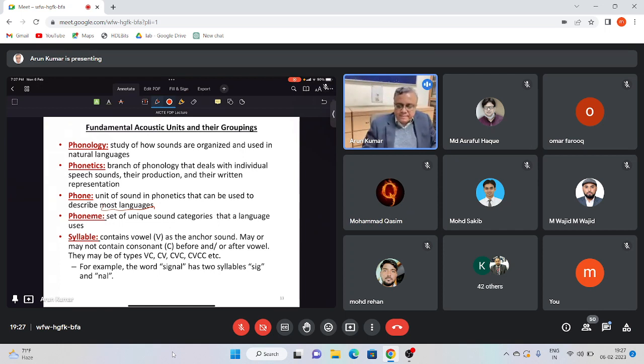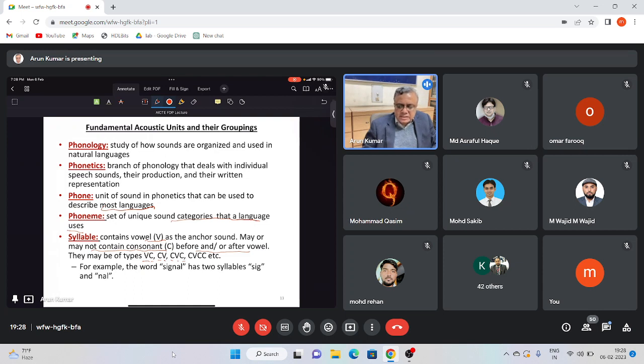Then we have the phoneme, which is a set of unique sounds which are specific to a language. Different languages would have different phoneme sets, whereas a single phonetic alphabet is used to describe sounds coming from most languages. Then we have syllables, which contain a vowel as an anchor sound, and may or may not contain a consonant before and/or after the vowel. So we can have combinations of sounds like vowel, consonant-vowel, consonant-vowel-consonant, and so on. These are grouped as syllables.